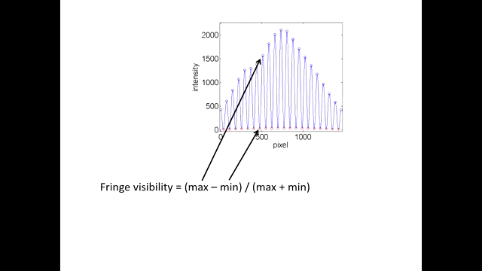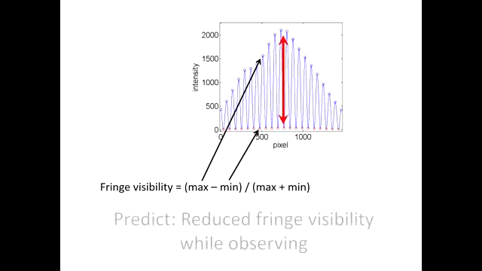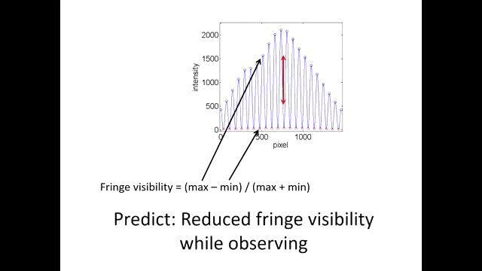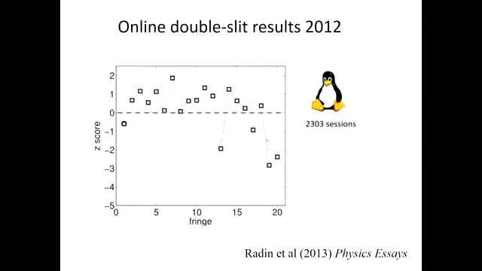But for fringe visibility, you don't need to worry about that so much because this is now a relative measure and takes into account that there may be fluctuations in power. So it's a more sensitive measure as well. So the prediction is fringe visibility while you're observing would go down. So it's somewhat similar to the expectation that double slit power would go down. In this case, it's fringe visibility. So this is the result of the sessions in 2012.